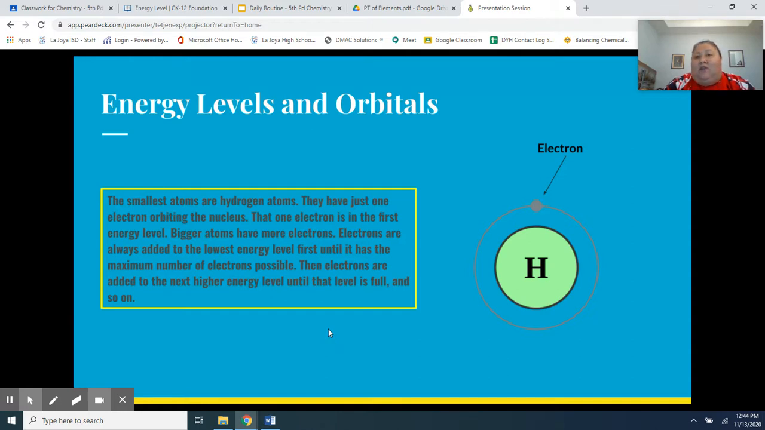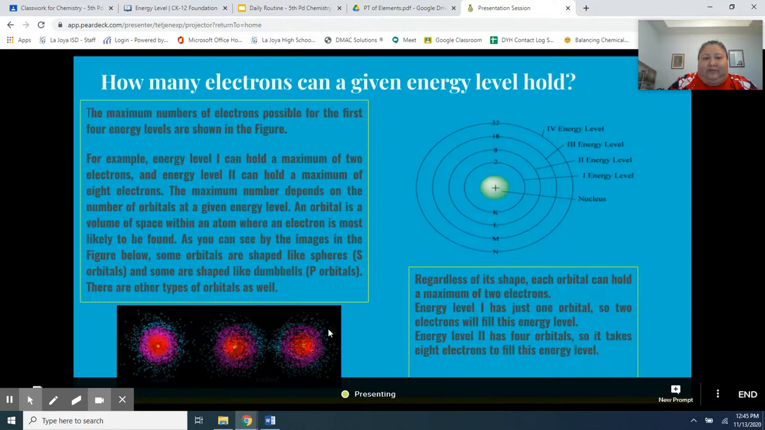I cannot form energy levels 1 and 2 at the same time. I have to form 1, fill it up, then the second energy level will form, fill it up, then the third energy level will form, fill it up, and then the fourth energy level will form. You cannot form more than one energy level until you fill the lowest one first.